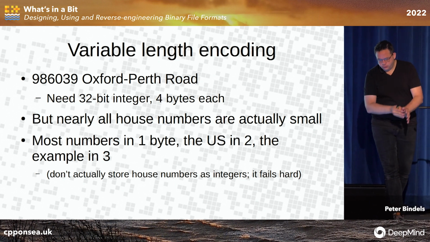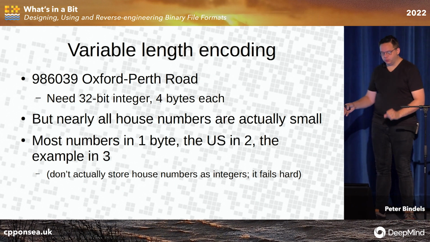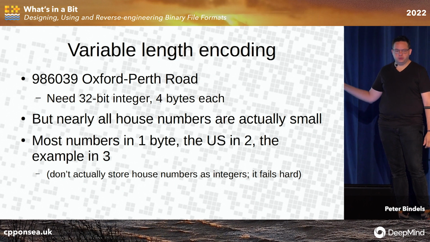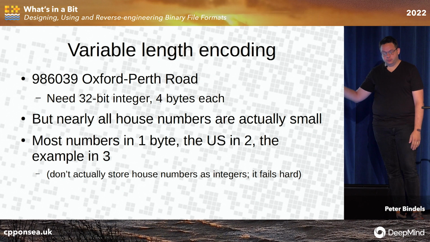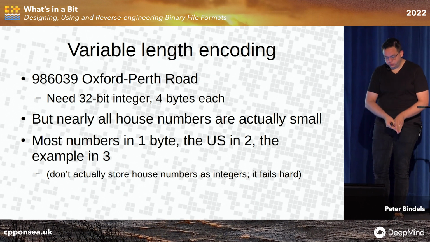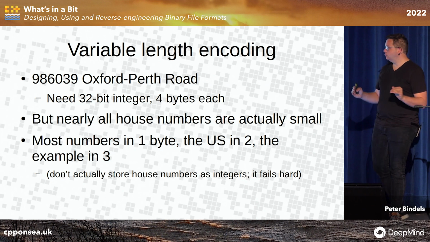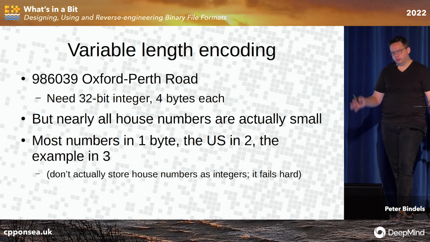So if we use the full encoding, we'll use 4 bytes for each house number. If we use a more clever one, we can store every number in 3 bytes or less, and practically all numbers in 1 or maybe 2 bytes. Now, if you're thinking about actually storing house numbers as numbers, don't do that. There are crazy house numbers in the world. You cannot possibly store them as anything other than a string.